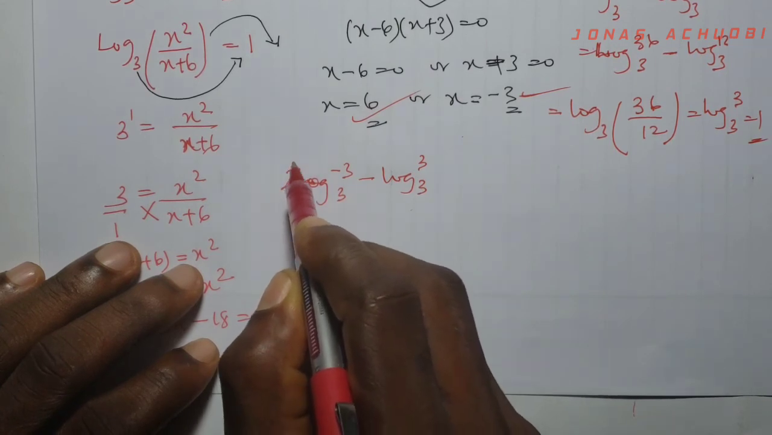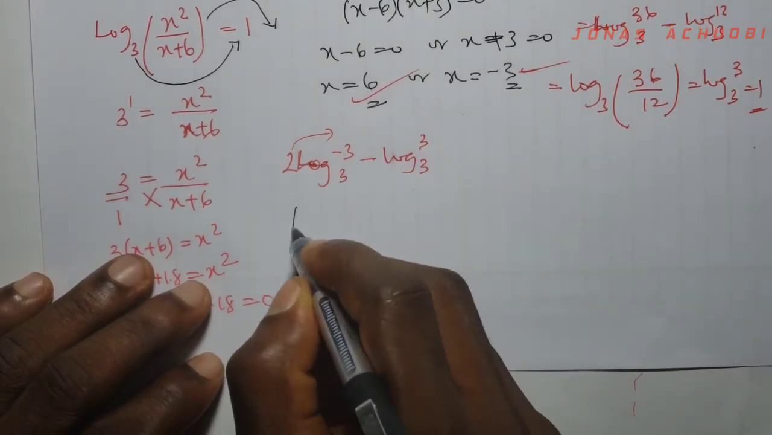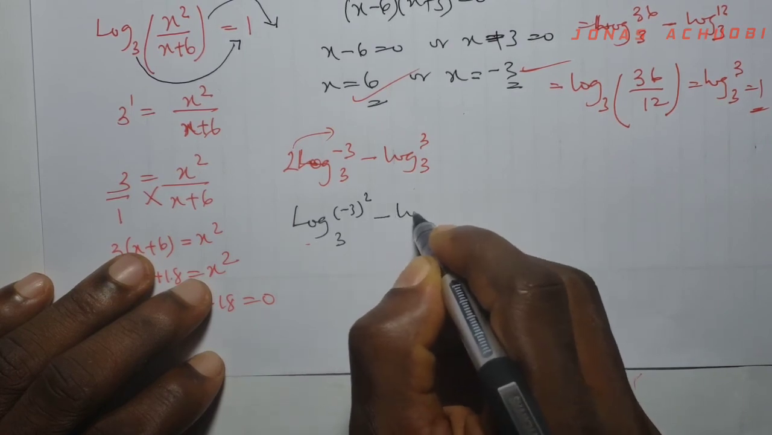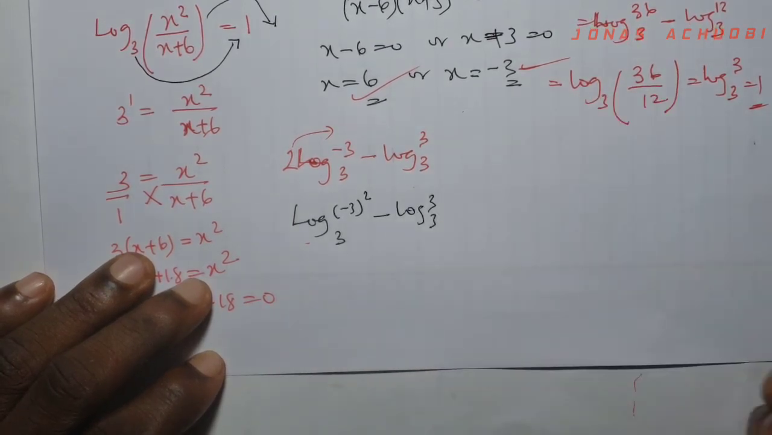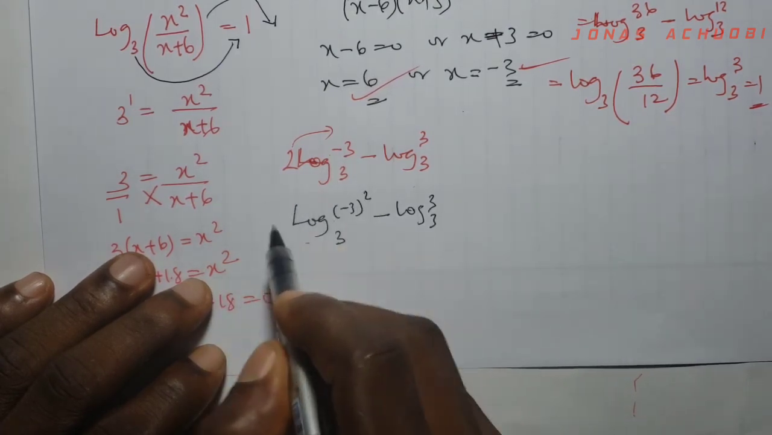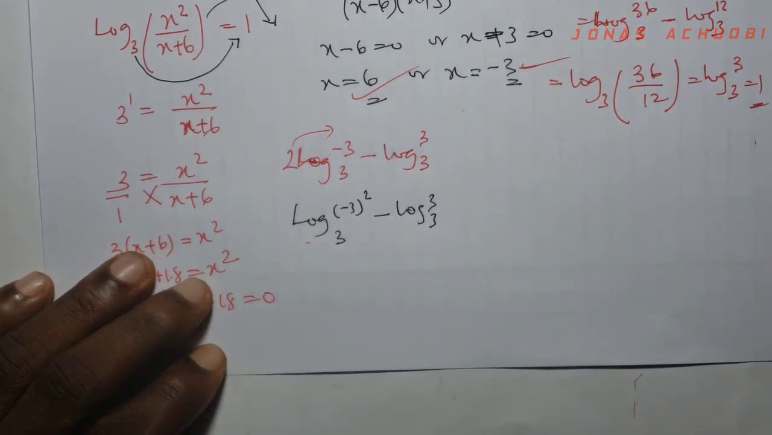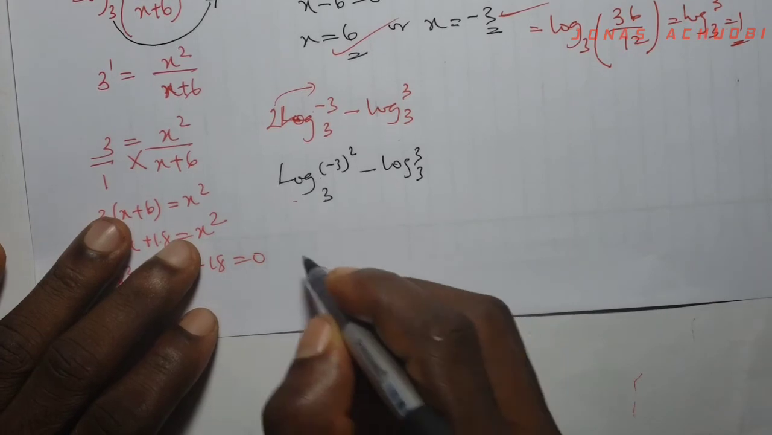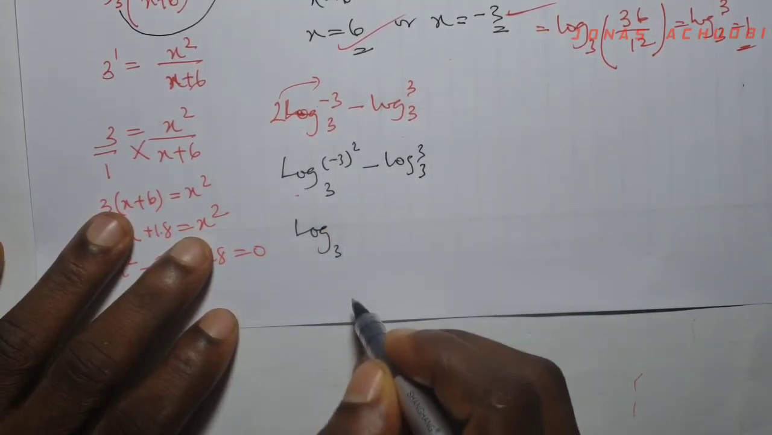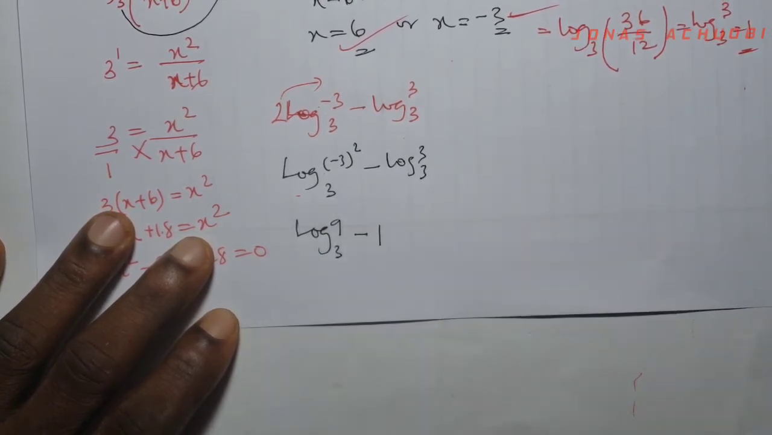By the power law, this 2 can go up. And if the 2 goes up, this becomes the logarithm of minus 3 all squared in base 3 minus log 3 base 3. Of course, this is already 1. If this was written this way, this will become this, is it not? Because the 2 will come to the left. Since it is in this form, the 2 can also go up, to become the power of minus 3. So we can now write this as the log in base 3 of minus 3 squared, which means minus 3 times minus 3, and that is 9. Minus log to the same base is 1.